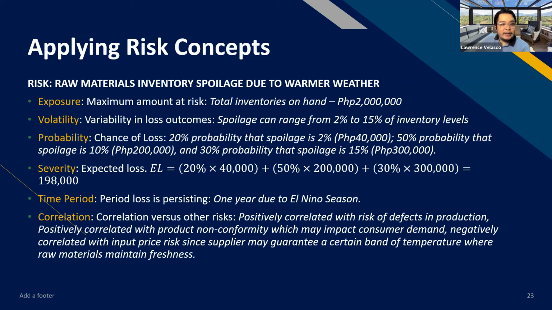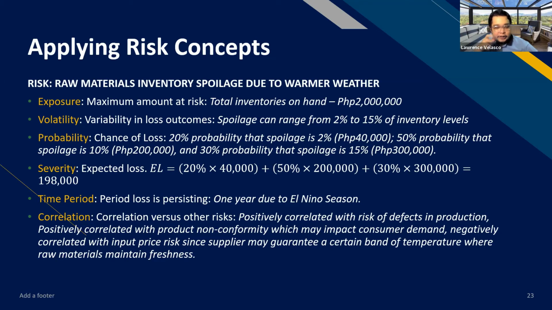Okay? What's your exposure to this risk? Exposure is the maximum amount of the risk. So the maximum exposure is the total inventories you have on hand. For example, that is 2 million pesos. So that's the total exposure that you have. Not all of them will spoil, but definitely some of them will, and it could be to the extent that all of them get spoiled. So that's the maximum exposure.